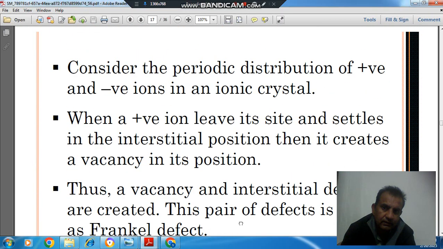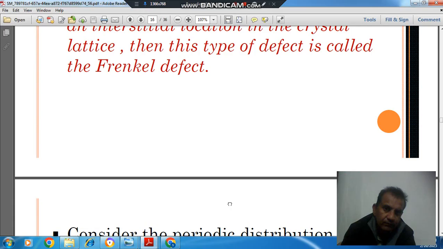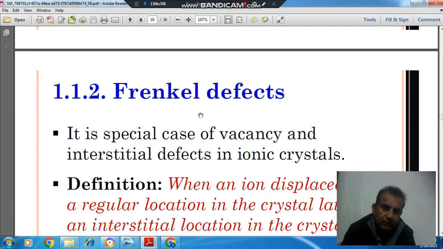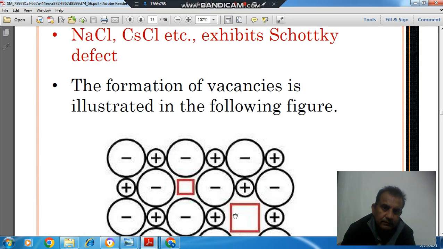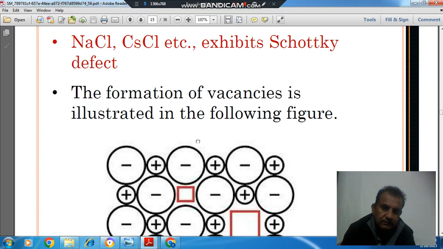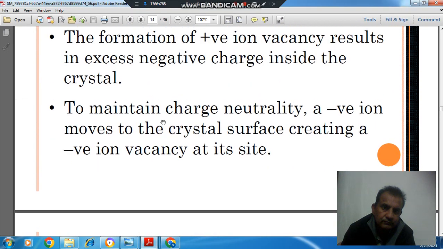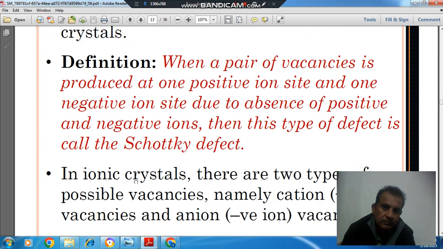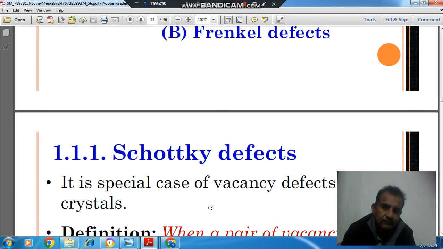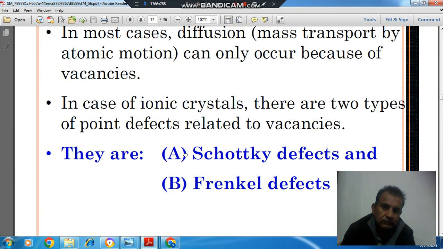So you can read these also. I have downloaded it from internet. You can also refer internet. So here pair of ions are missing. So that defect is Schottky defect. Okay.